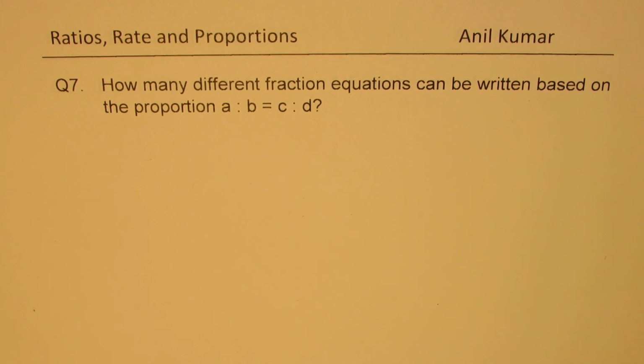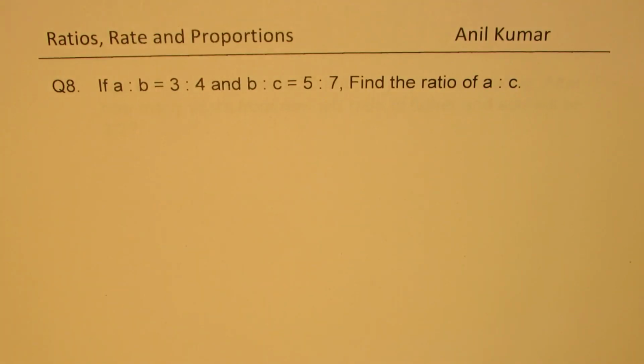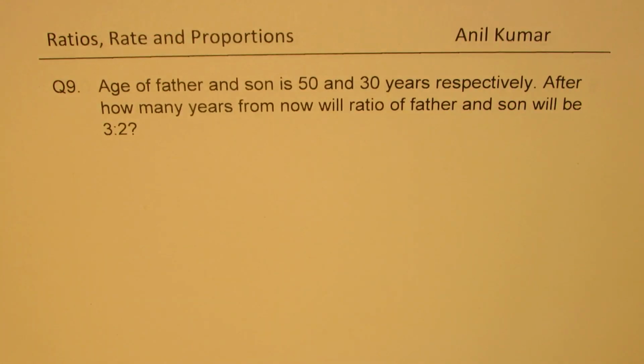Question number 7 is, how many different fraction equations can be written based on the proportion A is to B equals C is to D? That's a very interesting question. Question number 8 is, if A is to B is equal to 3:4 and B is to C is 5:7, find the ratio of A to C, right? So that's a transition kind of a thing you need to figure out.